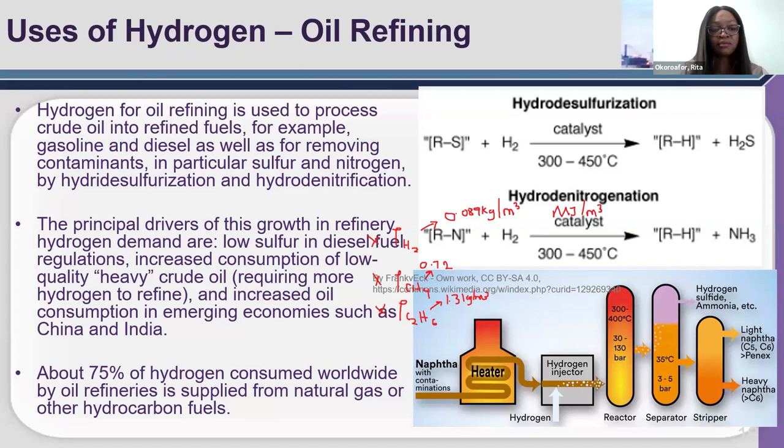About 75% of the hydrogen consumed worldwide is consumed by refineries, and it is produced from natural gas. The process we'll see tomorrow produces CO2. So this is basically it. We get whatever our product is, we inject hydrogen, subject it to high pressures and temperature, mostly high temperatures, and then we separate our desulfurized product from the hydrogen, and later take this one for use. So this one is now the one we're going to use.